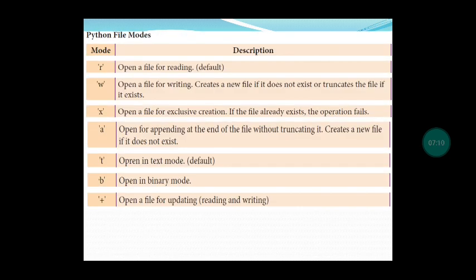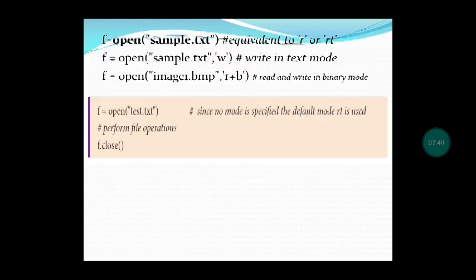There are various file modes available in Python. That is 'r', for opening a file for reading, and 'w', for opening a file for writing, and 'x', it opens the file for exclusive creation, and 'a', it creates a file if it does not exist, and 't', it is to open the file in text mode, and 'b', it is used to open a file in binary mode, and '+', it is for opening the file for updating, either reading or writing. It is mainly used for updating. So these are the file modes which we are using in Python.